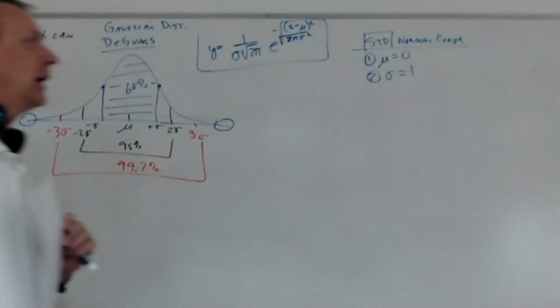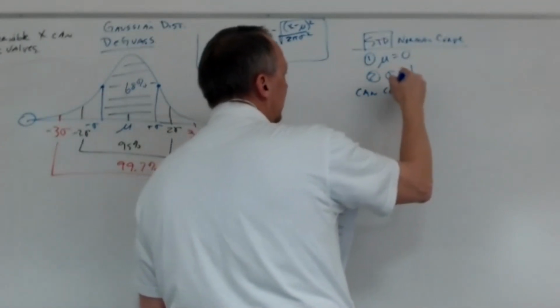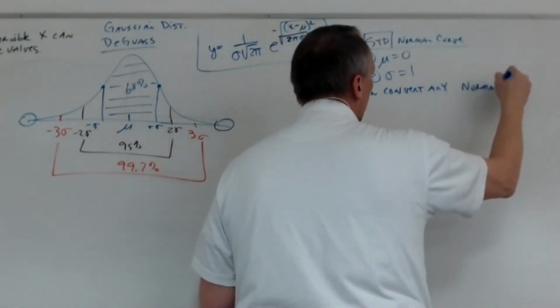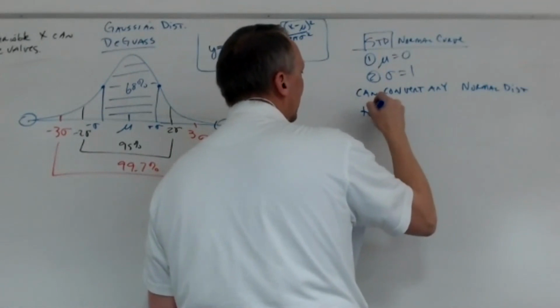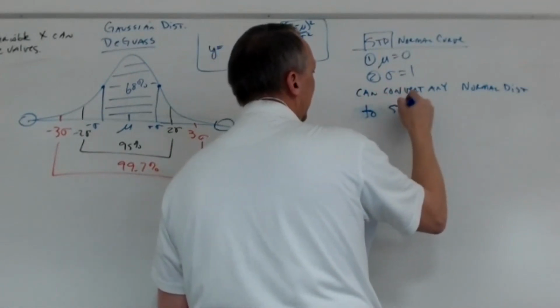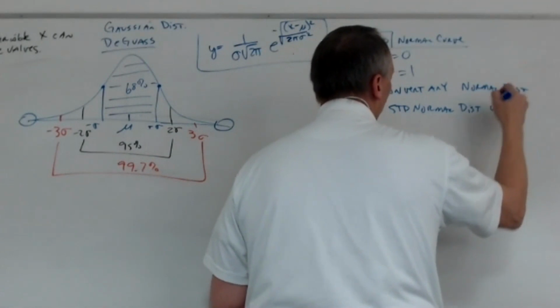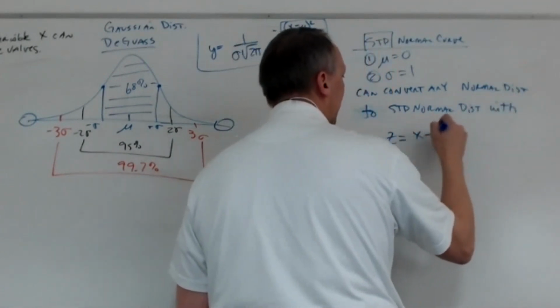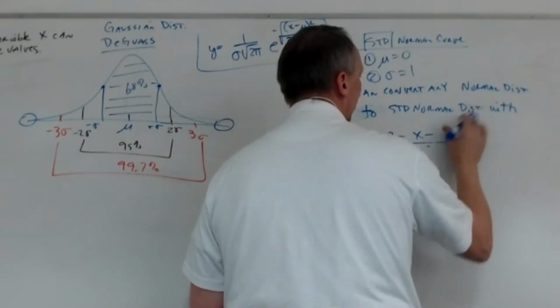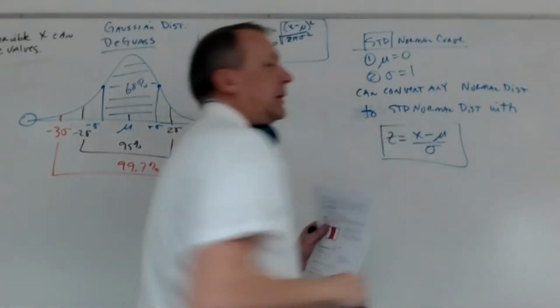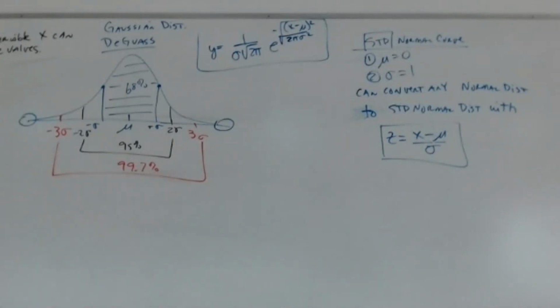Okay? And you can convert any normal distribution to a standard normal distribution with the equation z equals x minus mu over sigma. I wrote it wrong at first. Okay? What's going to be your favorite equation this chapter? Besides area equals length times width. In fact, you'll use this one a lot more than area equals length times width.